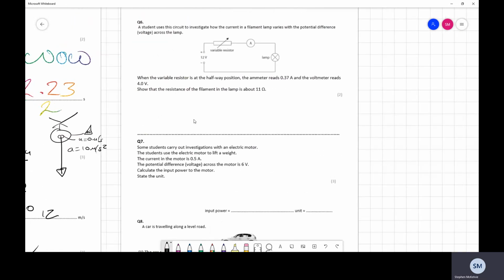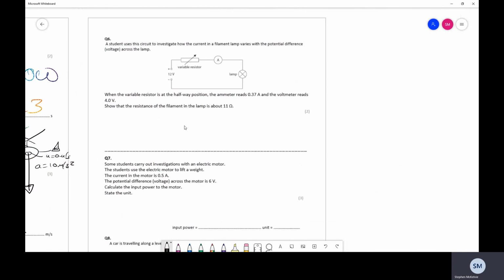A student uses this circuit to investigate how the current in a filament lamp varies with the potential difference across the lamp. So I've got 12 volts there. I've got a lamp, an ammeter, and a variable resistor. And the variable resistor is in the halfway position. The ammeter reads 0.37 amps, and the voltmeter reads 4 volts. Now, where is the voltmeter? That does not appear to be a voltmeter.